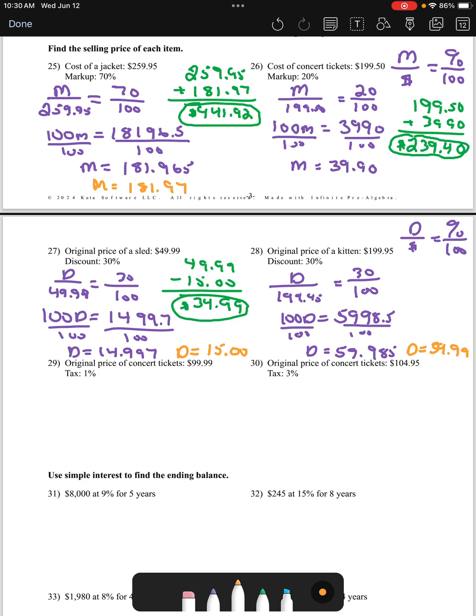So we use 59.99. So what are we going to pay for the kitten? Well, they wanted $199.95, but they agreed to a discount of $59.99. So we're going to be subtracting that. So $199.95 minus $59.99 gets us our price of $139.96.